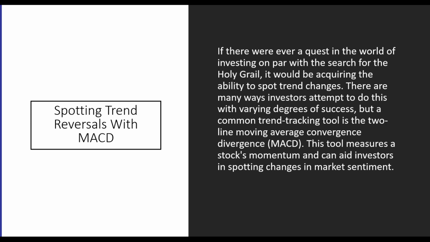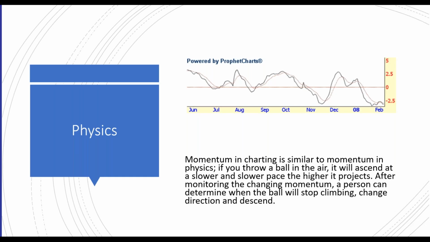So if there was ever a quest in the world of investing for the Holy Grail, it would be acquiring the ability to spot trend changes. There are many ways investors attempt to do this with varying degrees of success, but a common trend tracking tool is the two lines of the MACD, convergence and divergence. This tool measures the stock's momentum and can aid investors in spotting changes in market sentiment.